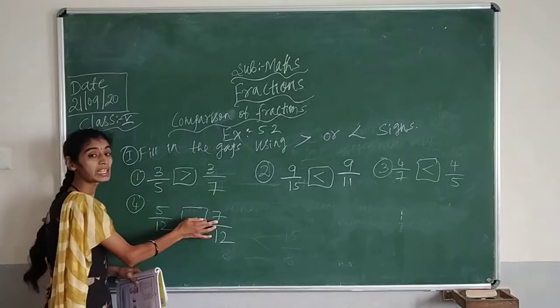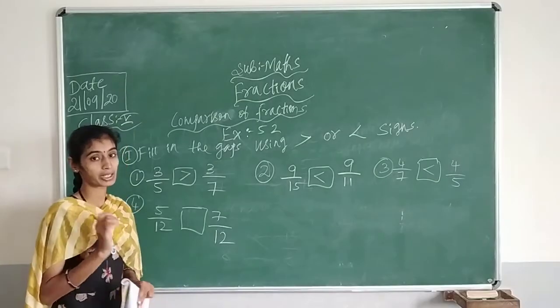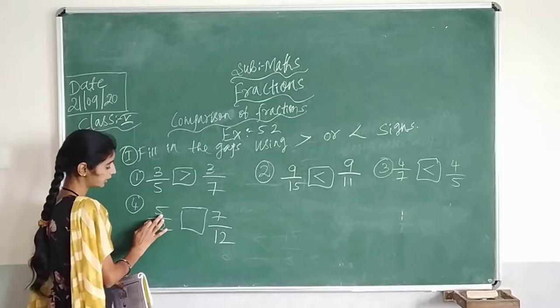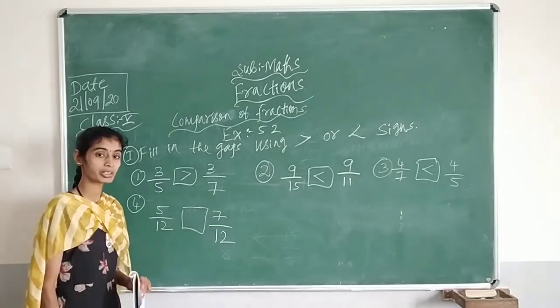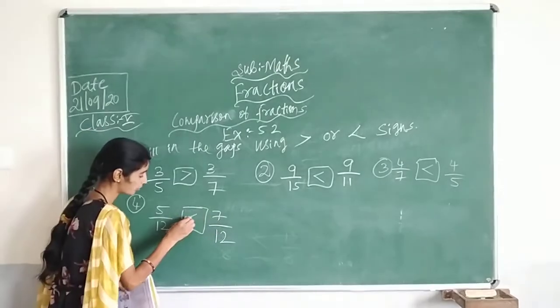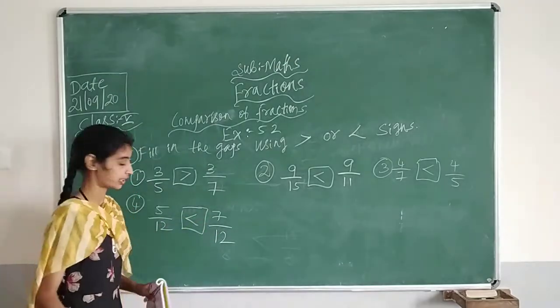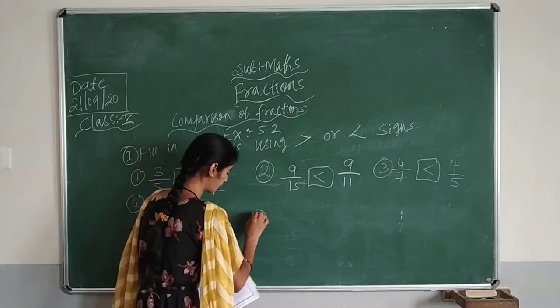Yes, you have to choose the greatest of the numerator value. So now see here it is 5, here it is 7. So which is the greatest of the numerator? Yes, it is 7. So make open angle that side. Okay. Now question number 5.